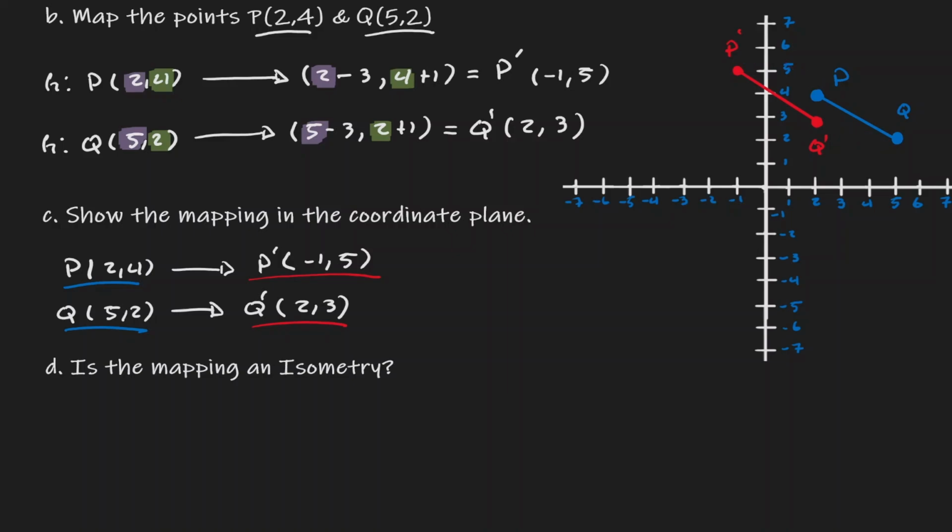Can we label this mapping as an isometry? Well, let's define what an isometry mapping is. An isometry mapping is when the image is congruent to the pre-image.